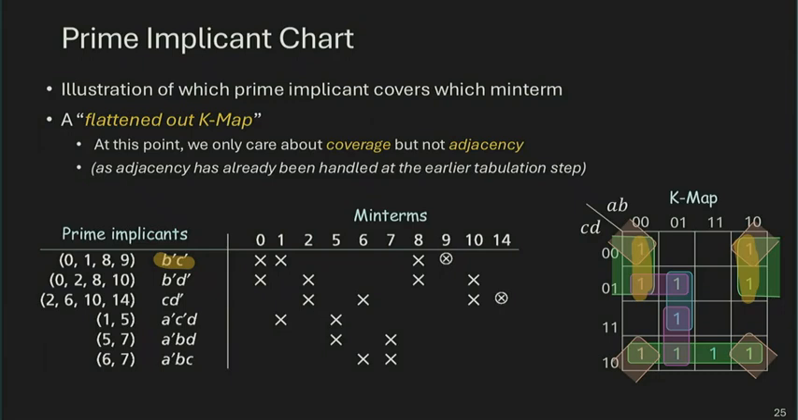So really, the QM algorithm decouples the two steps. One step is the adjacency analysis to find prime implicants. The other step is the coverage analysis to find the best way to cover all the minterms. K-map is a singular representation for both problems. QM decouples them into two different representations. Tabulation method for adjacency analysis, prime implicant chart for coverage analysis.